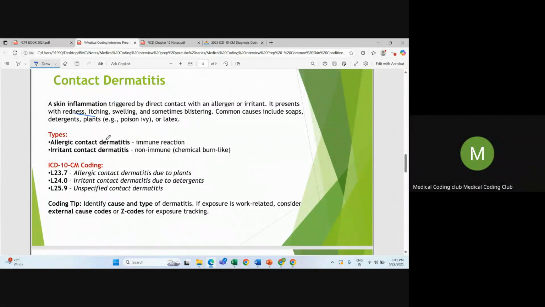One is allergic contact dermatitis, which is an immune reaction, like an allergic reaction. And one is irritant contact dermatitis. It is due to any kind of chemical exposure or burn. It is a non-immune reaction. And coming to the ICD-10 code set, from the L23 series to the L25 series, we will have all the variations under contact dermatitis. We need to check the type of the dermatitis, and accordingly we need to select our ICD code.